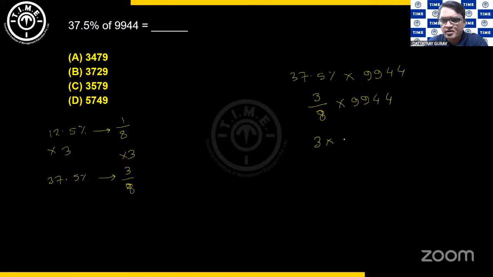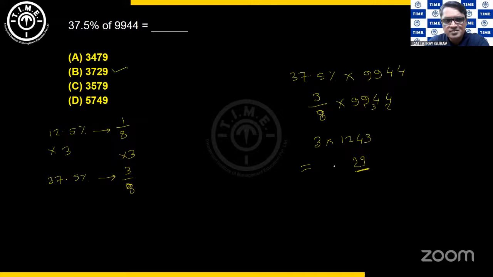Start dividing by 8. It will be 1. 1 carry forward. It will be 2. 8 2s are 16. 3 carry forward. 8 4s are 32. 2 remaining, 24. It becomes 3s are. Now start multiplying by 3. So 3 3s are 9. The answer ends with 9. But all the options end with 9. 3 4s are 12. So the answer ends with 29. How many options end with 29? Only one option. So option B is the answer.